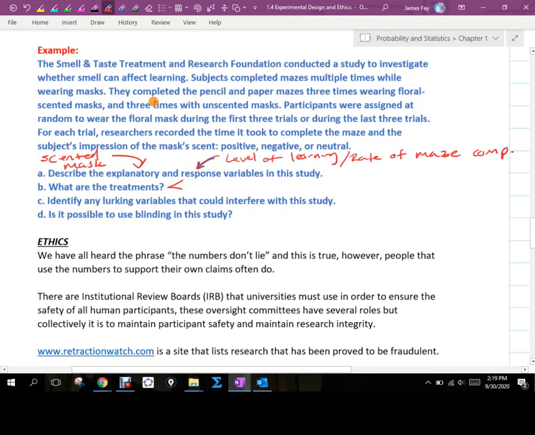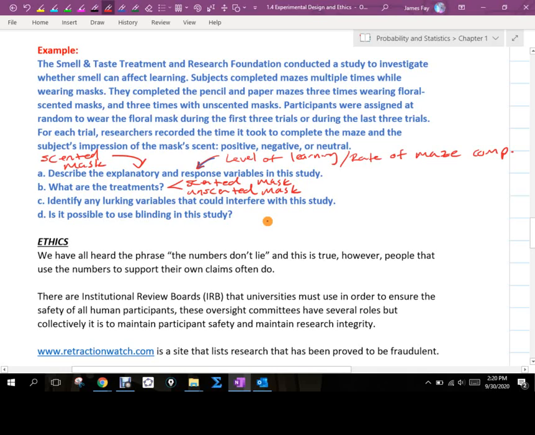It says they completed the pencil and paper mazes 3 times wearing floral scented masks and 3 times with unscented masks. Do you see how that's the thing that we're controlling? Whether I put a floral mask on you or an unscented mask, that is the treatment. Is that okay with everybody? So that's the idea. If we go back to the examples we did yesterday, that's like giving somebody aspirin or not giving them aspirin. Okay. So scented or unscented masks would be the 2 treatments.